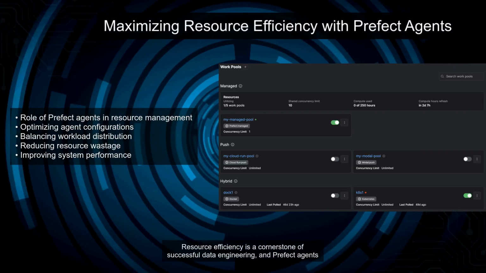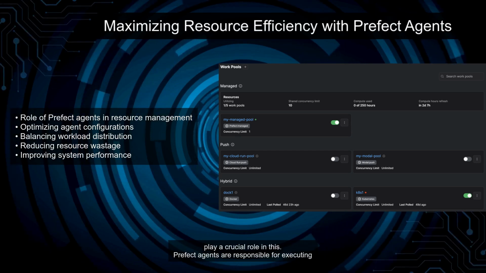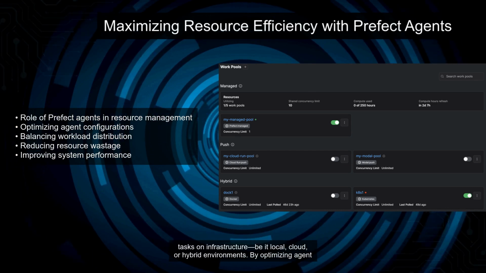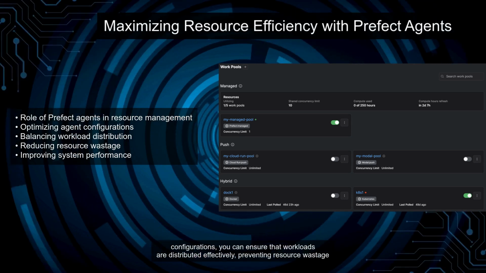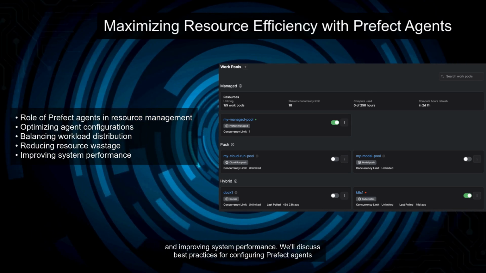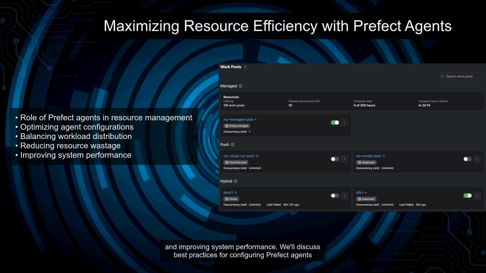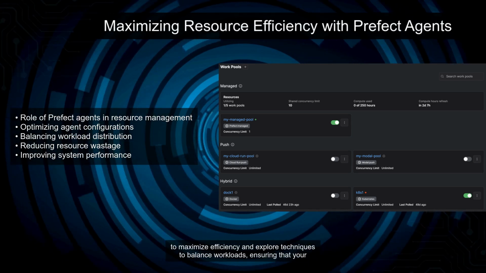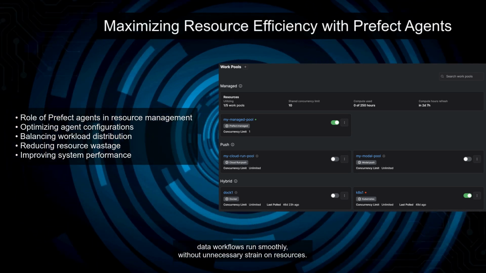Resource efficiency is a cornerstone of successful data engineering, and Prefect agents play a crucial role in this. Prefect agents are responsible for executing tasks on infrastructure, be it local, cloud, or hybrid environments. By optimizing agent configurations, you can ensure that workloads are distributed effectively, preventing resource wastage and improving system performance. We'll discuss best practices for configuring Prefect agents to maximize efficiency and explore techniques to balance workloads, ensuring that your data workflows run smoothly, without unnecessary strain on resources.